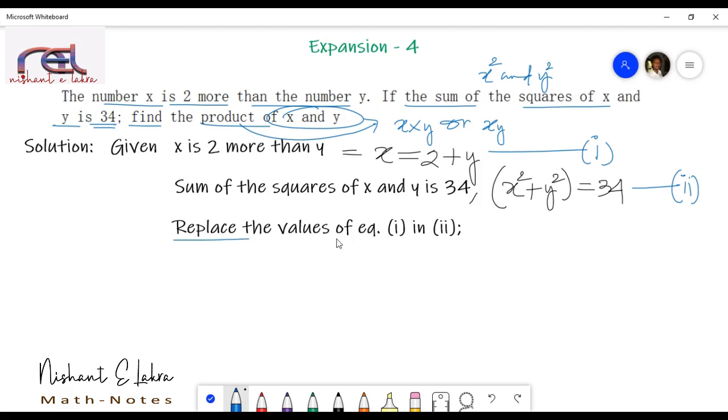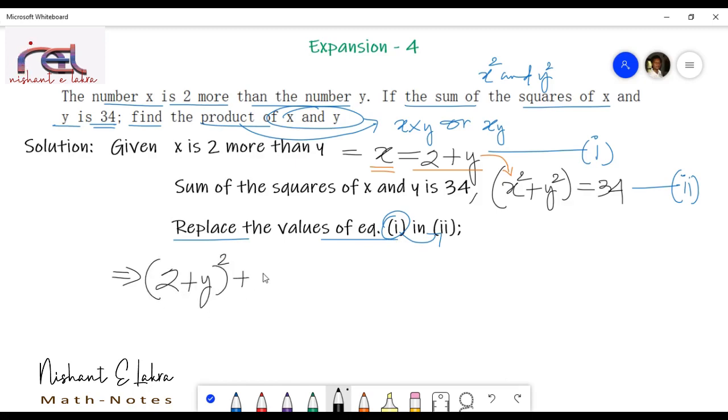What we will do next is we will replace the values of equation 1 in equation number 2. Okay, now how can we do that? Replacing the values of equation 1 in equation 2, right? X is equal to 2 plus y. So this is what we will replace in x square.